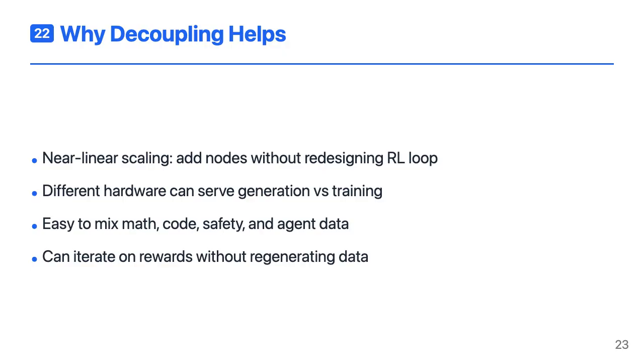Decoupling RL into 3 stages has practical benefits. Because generation and training don't compete for the same GPUs, you can scale each side independently and get close to linear speedups when you add hardware. You can also assign different hardware types to generation and training if that's more efficient. Since responses and rewards are cached, you can flexibly mix data from math, code, safety, agents, and Korean culture without regenerating everything. And if you want to tweak a reward function, you can recompute rewards on existing responses instead of rerunning the whole RL loop.